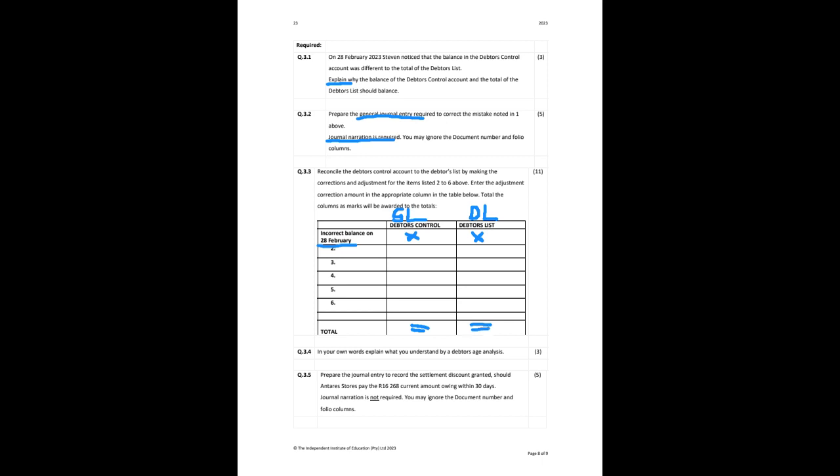And then for 3 marks, in your own words, no plagiarism, please. What do you understand by a debtors age analysis? So just explain what a debtors age analysis is. What is its purpose, and how do we use it? For 3 marks, 3 different facts. And then 3.5, prepare again another journal entry. So they're really testing you guys with these journal entries.